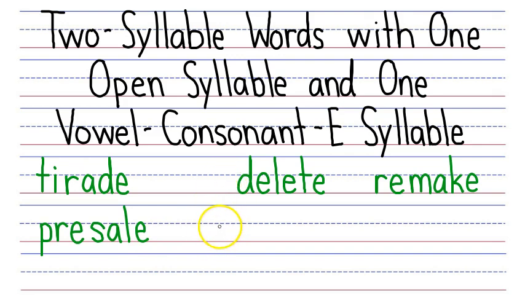Next word, provide. First syllable, pro. We have a P that says p, an R that says r, an O that makes its long O sound because it's at the end of an open syllable. Pro. Next syllable, vide. Begins with a V that says v, an I that needs to make a long I sound, a D that says d, and a silent final E that lets that I make that long I sound. First syllable, pro. Second syllable, vide. Say it together fast, provide.